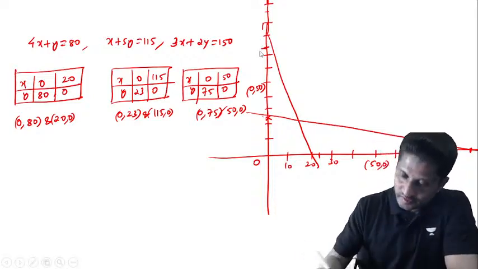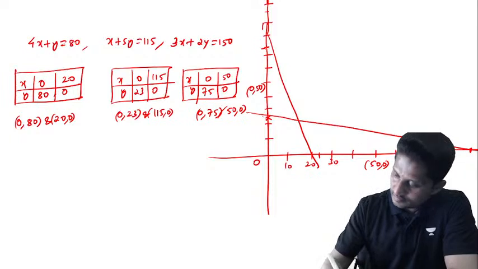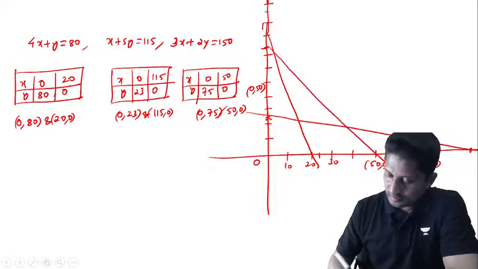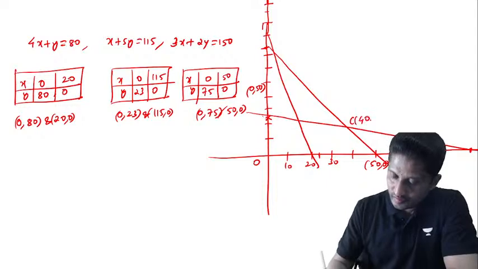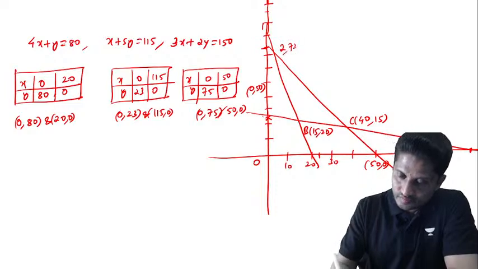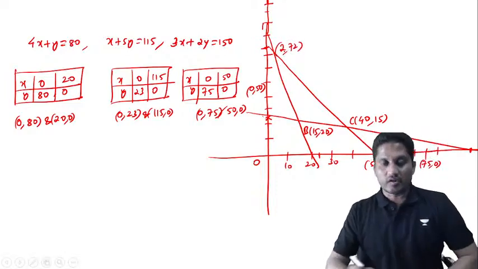All right, now if I join this, I get a line like this. So this is 40 comma 15. If I solve those two lines, I will get 15 comma 20, and then this point will be equal to 2 comma 72. All right, these are the corner points, guys.